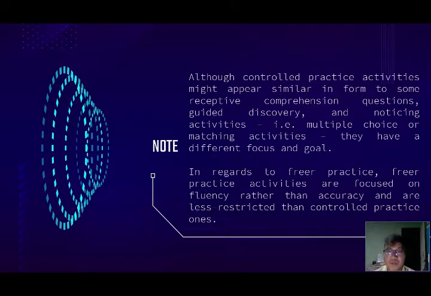Freer practice activities are focused on fluency rather than accuracy and are less restricted than controlled practice ones. In fluency, students are now let to create with more freedom regarding what they want to write, for example, what they want to express in the writing. Unlike controlled practice, which focuses on accuracy, on the accurate standards of a technique or of a rule.